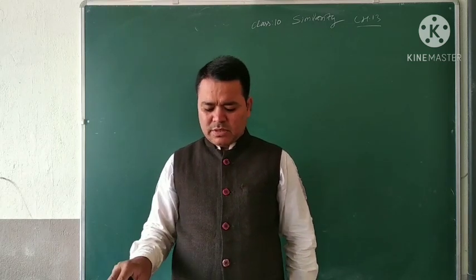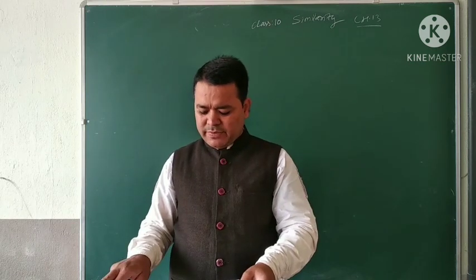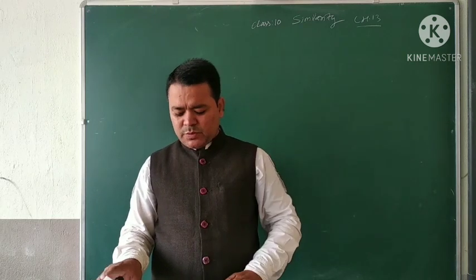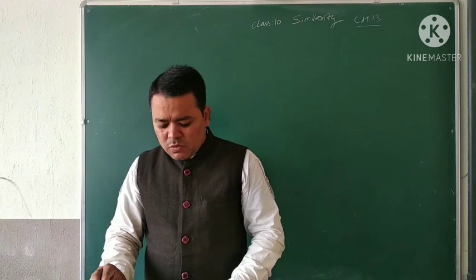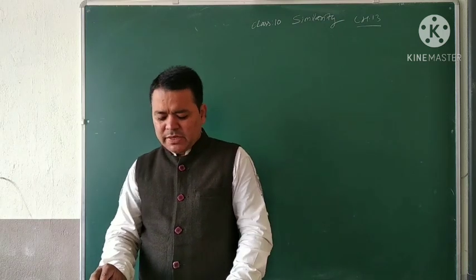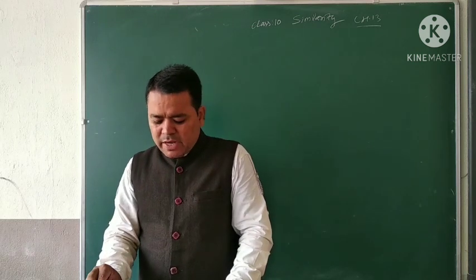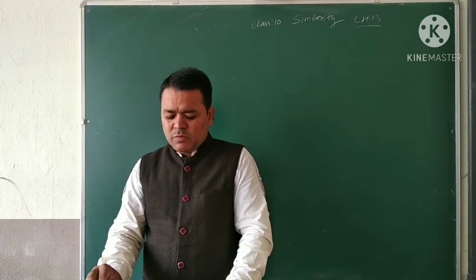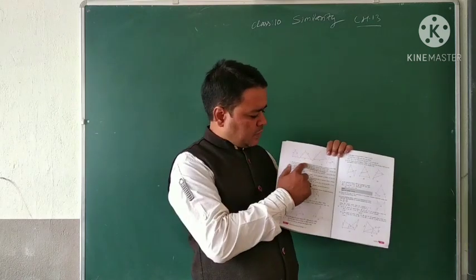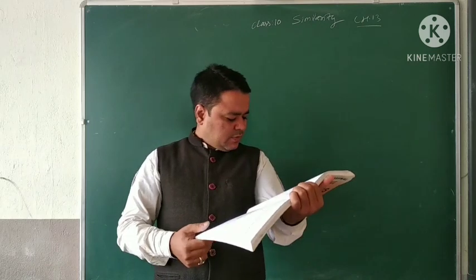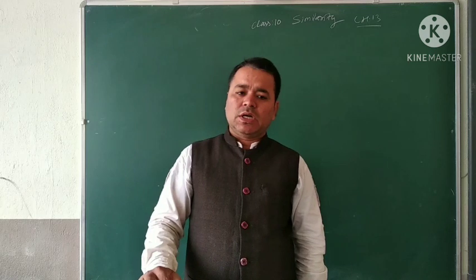The first question of exercise 17.1 and example first is the same. State which pair of the triangles in the figure given below are similar. Write the similarity rule used and also write the pair of similar triangles in symbolic form. So in the first figure, given on page number 262, first diagram, two triangles are given.